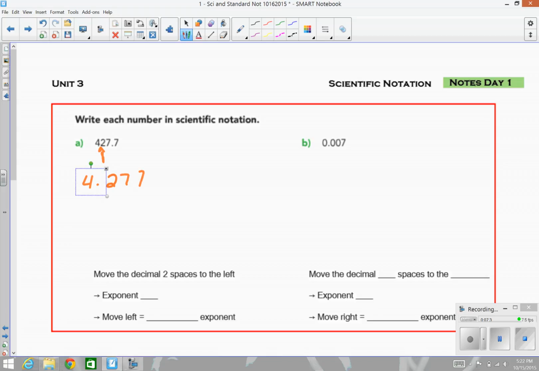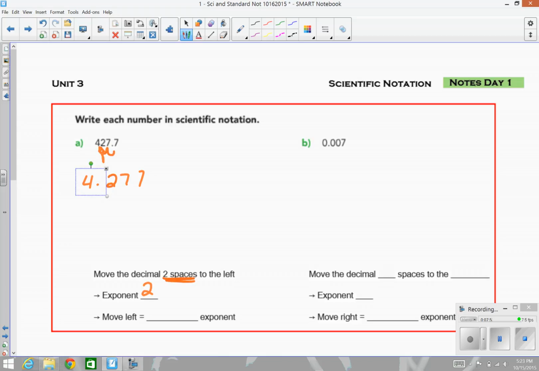Okay, and then I want to ask myself, from this new value, how many places did I move the decimal point? If I look here, that's 1, 2 spaces. And that's going to be our exponent. The exponent is a 2.